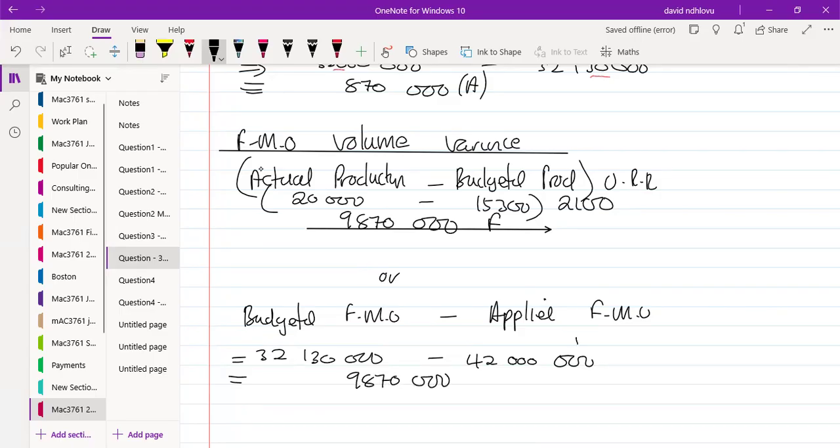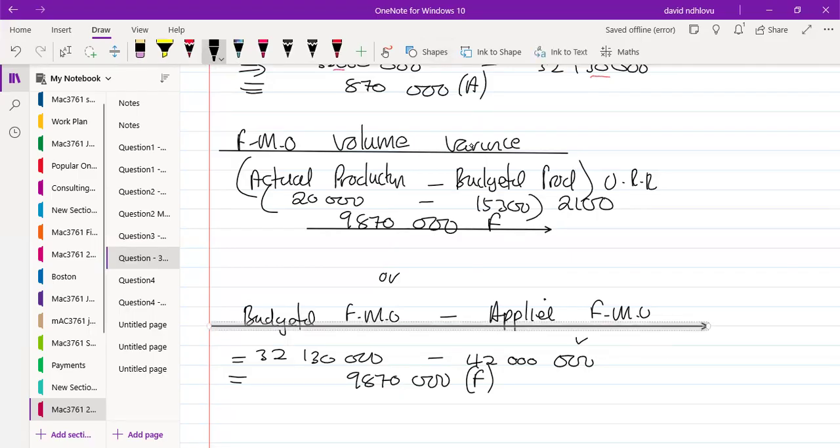The applied overhead that we have is more than the budgeted figure. So therefore, we know what this is: it's favorable. If you have it like that, this is going to be a favorable variance. The budgeted figure is less than the applied. So these are the two methods that you can use to calculate the fixed manufacturing overhead volume variance.